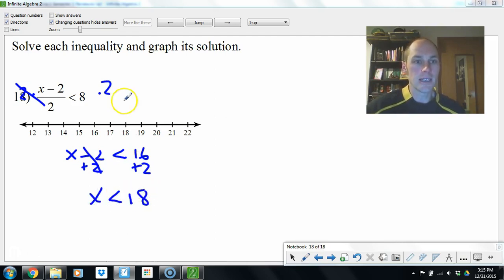So it's just less than, so it's going to be an empty circle. And we can choose a test point. Is 17 less than 18? Yes, it is. So that will be the direction of all the solutions.